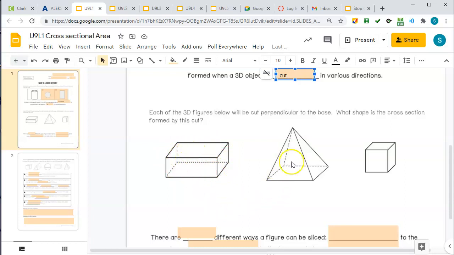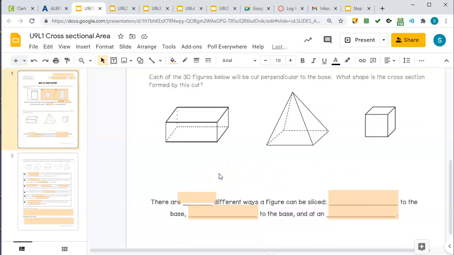If we cut this one perpendicular to the base, well, our base is this square. If we cut perpendicular to that, right through the middle, we're going to get a triangle. If we cut this one perpendicular to the base, we're going to get a square. Now, how we cut through things matters a bit, and we're going to see a cool video about all the different ways we can cut things.